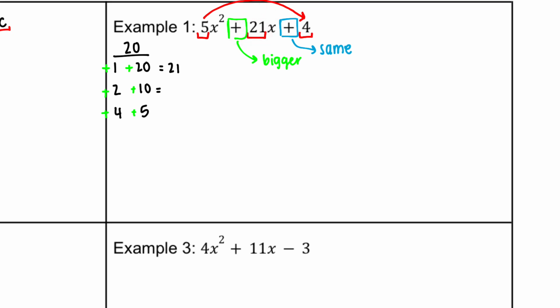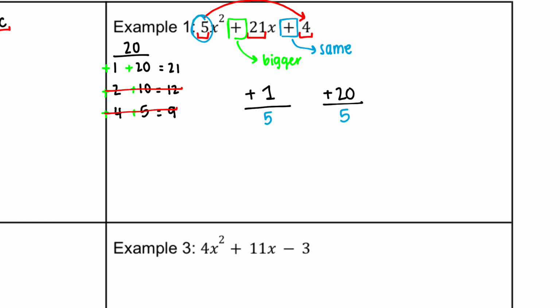I do 2 plus 10, that gives me 12, so I won't be using that. And the last one is 4 plus 5, which is 9, so I won't be using that. I'm going to go ahead and write out my factors. So I have a +1 and I have a +20. Remember, we take this and we divide it by that a value, what we talked about in the very beginning, that 5. So I'm going to divide both of these by 5.